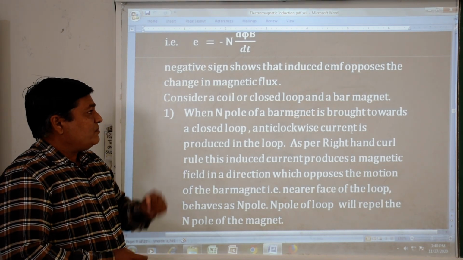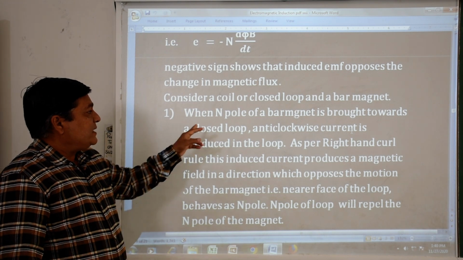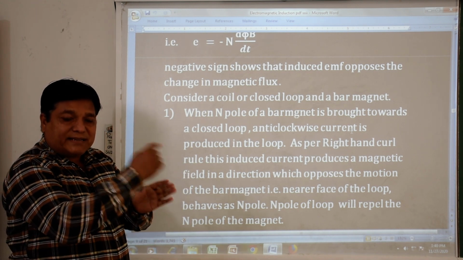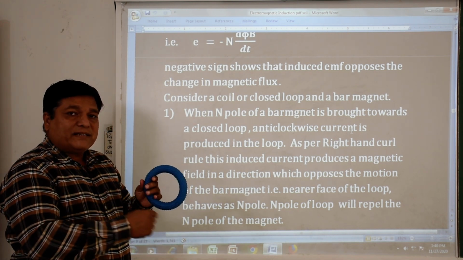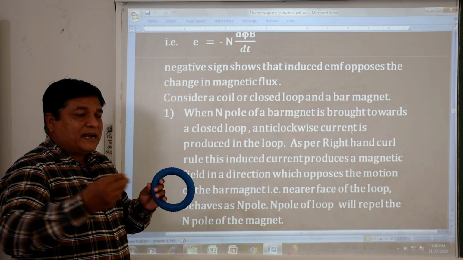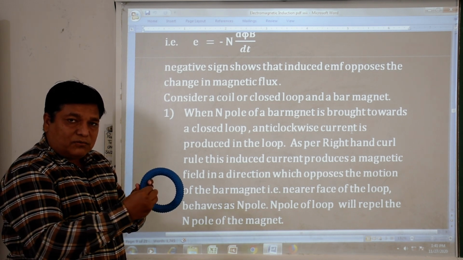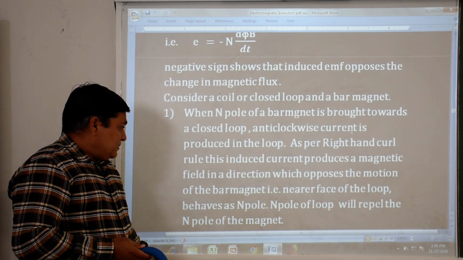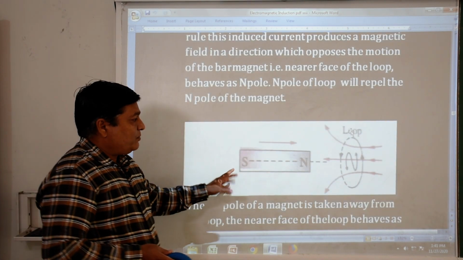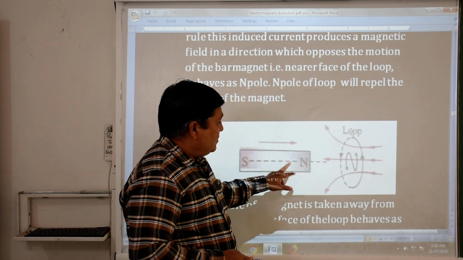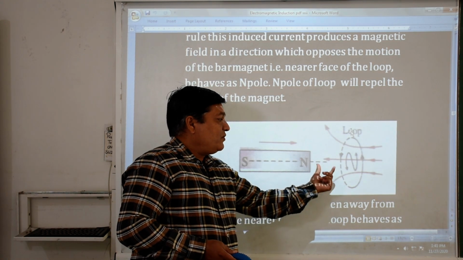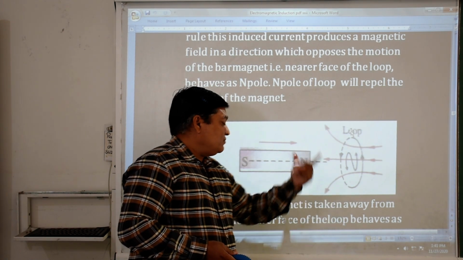Consider a coil or closed loop and a bar magnet. Suppose the north pole of the bar magnet is brought towards the closed loop; an anti-clockwise current will flow. When the anti-clockwise current flows, a north pole is produced on this face of the coil. It means that it is opposing the coming north pole of the bar magnet, and a force of repulsion is produced between these two.